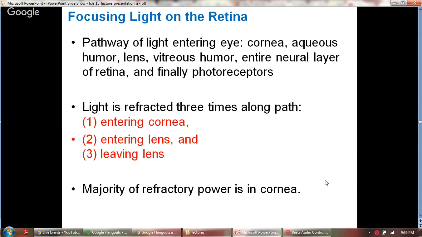So focusing light on the retina, the pathways of light entering the eye are the cornea, aqueous humor, lens, vitreous humor, entire neural layer of the retina, and finally the photoreceptors. So during this pathway, light is refracted 3 times, that is at entering the cornea, entering the lens, and leaving the lens. So the majority of the refractive power is in the cornea.